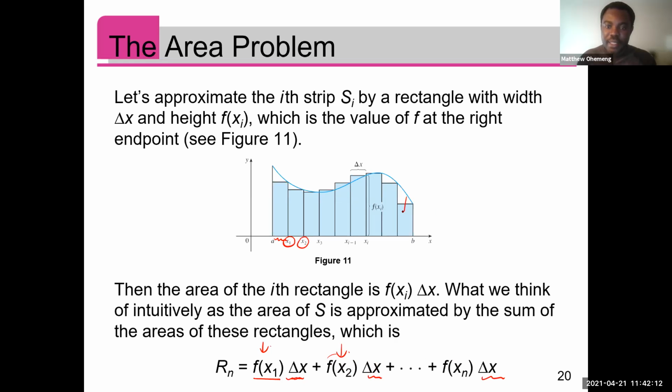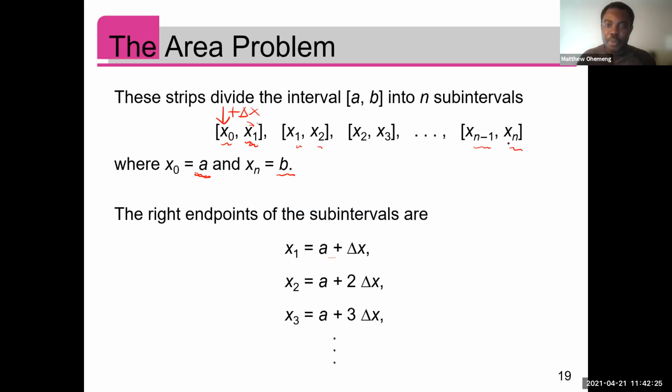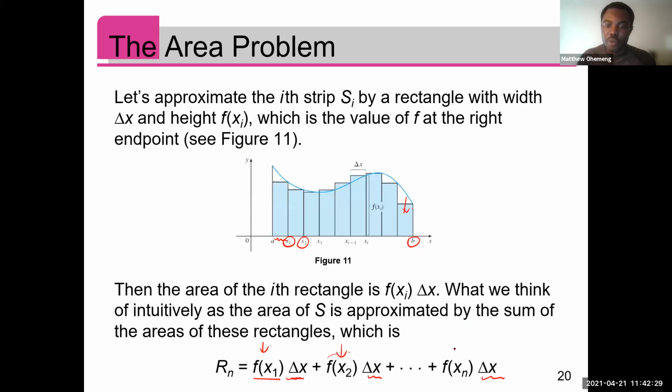For the last rectangle or the last strip, using the right endpoints, you're going to use b to determine the height, right? And don't forget that in the previous slide, we said b is equal to x sub n. So that's why we have f of x sub n to determine the height times the width, which is delta x. So this gives us a general formula for the right endpoints. Please, are you okay with this?